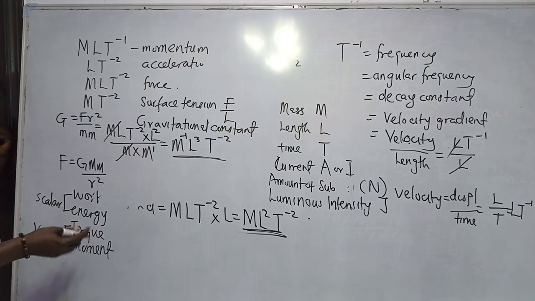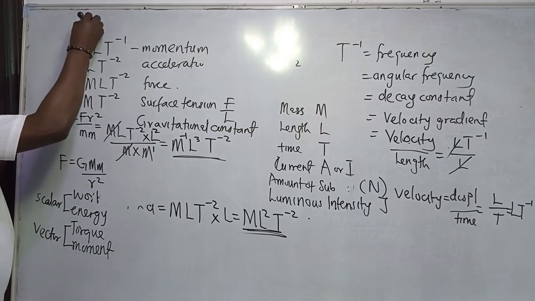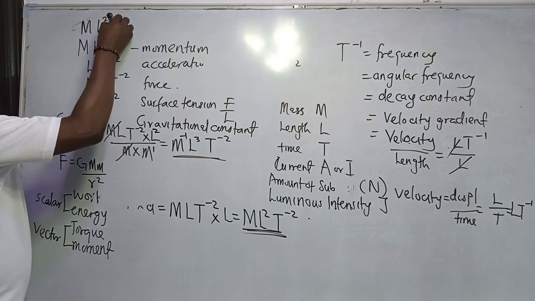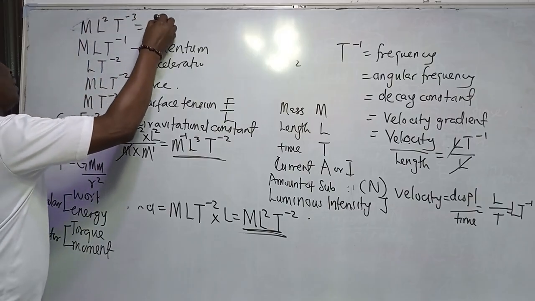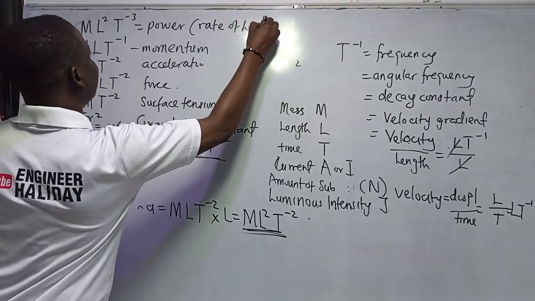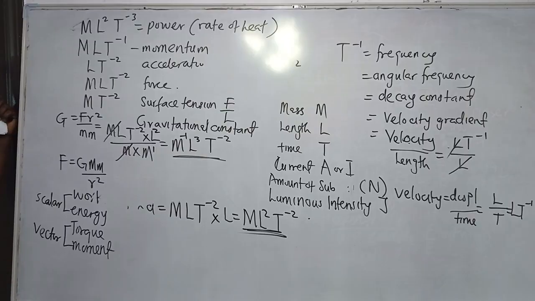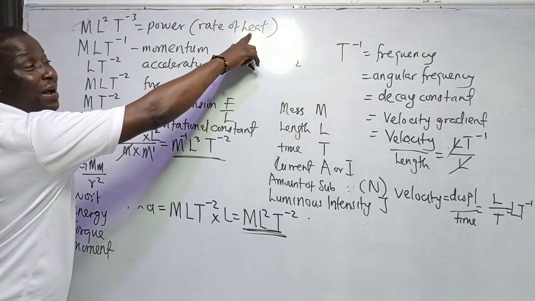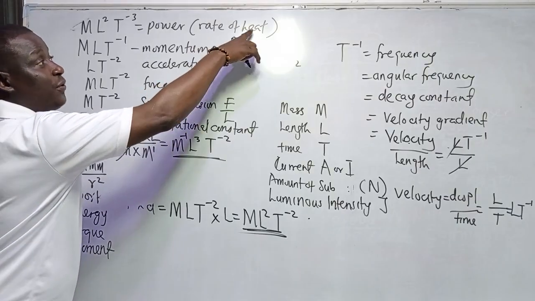Very important. Power. What is the dimension for power? Power is ML squared T minus 3. Power is the rate of heat. Like if they ask what is the dimension for rate of heat? Heat is in the form of energy. So they might want to deceive you. Heat in the form of energy.